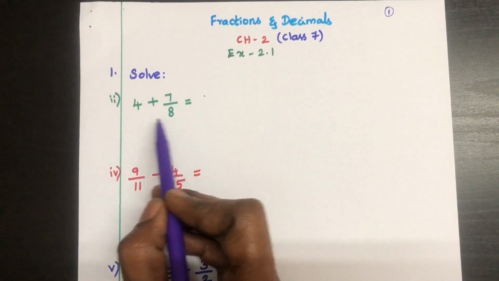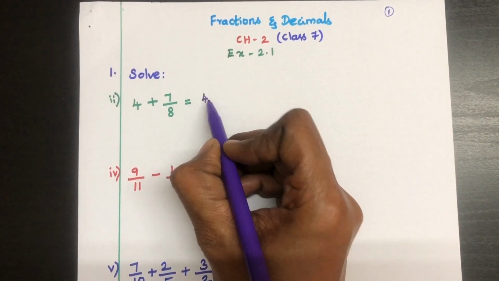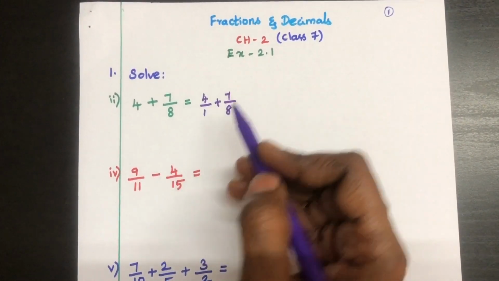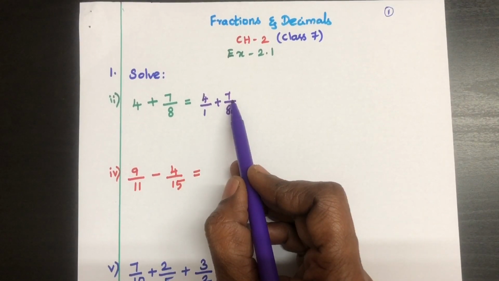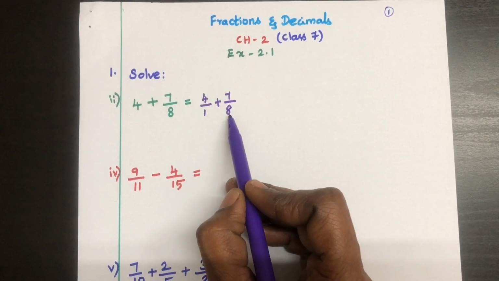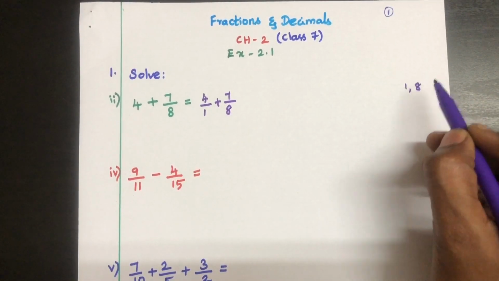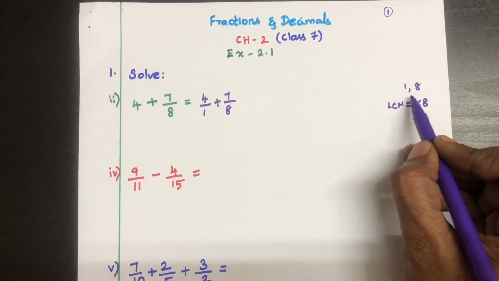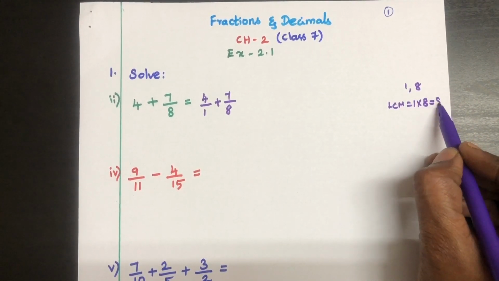4 plus 7 by 8. This is the whole number. So 4 means we can write this as 4 by 1 plus 7 by 8. See, the denominator should be equal, then only we can add the numerator. For that, we are going to find the LCM of 8 and 1. What is the LCM of 8 and 1? It is 1 into 8 only, because there is no common factor between 1 and 8. So, 8 into 1 is 8.